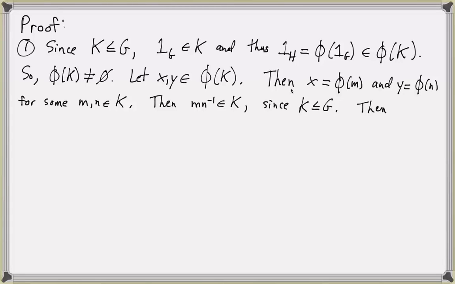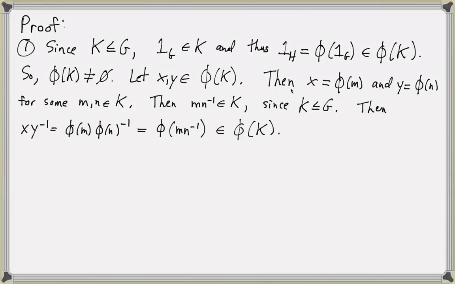Then XY inverse is phi of m times the inverse of phi of n. But then I can combine this to be equal to phi of m n inverse. And since m n inverse is in K, this is an element of the image of K. So we can conclude that the image of K is a subgroup of H.